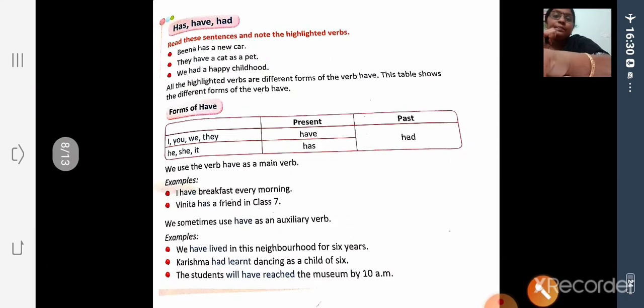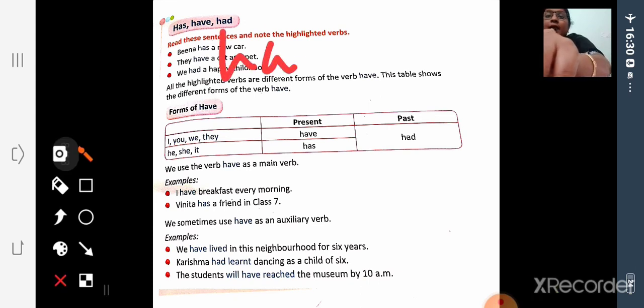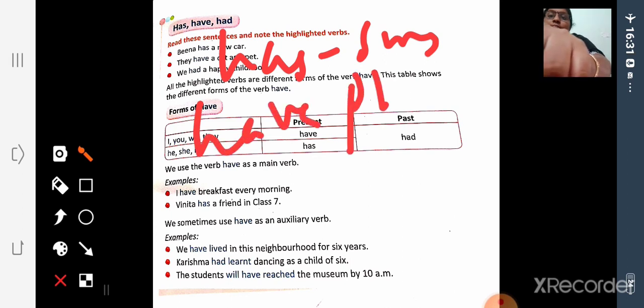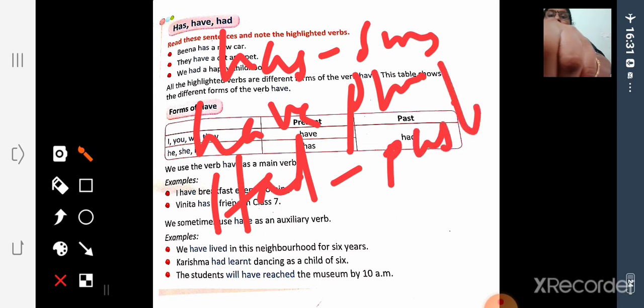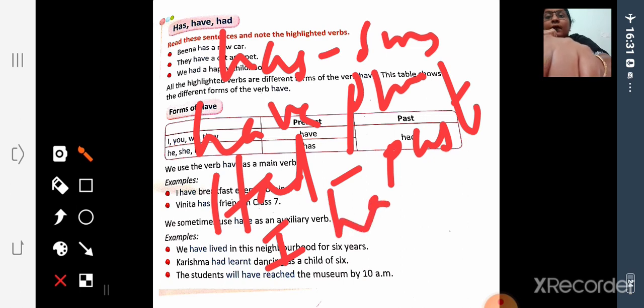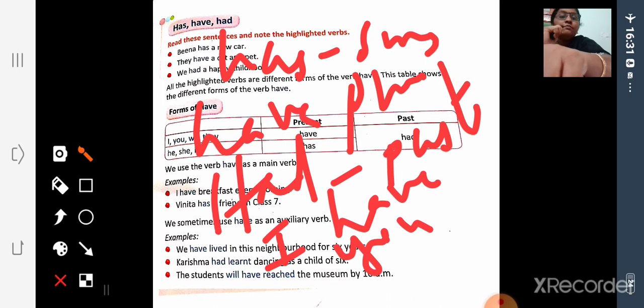Now, use of perfect auxiliaries, perfect forms. What? Has, have and had. Has, have, had. Has is singular, have is plural. Had is past. Has and have are present tense. With I and you we use have if the sentence is in present tense.